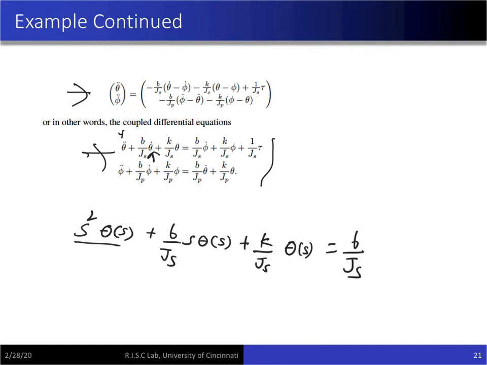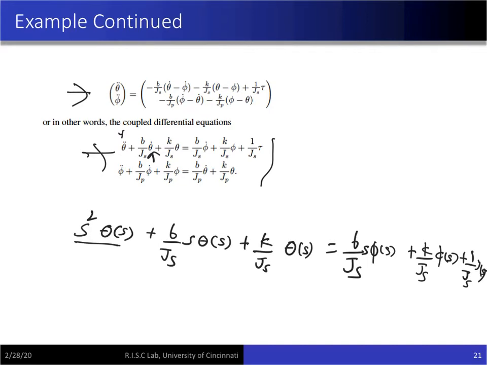See why this problem is a little more complicated than a single input single output case: because your terms are correlated. Your phi is appearing in both equations and theta is also appearing in both equations. So to separate them out, either you have to take a matrix inverse or solve them individually. So that's why this is a little more complicated than a single input single output case. So we have s phi(s), then k by Js phi(s) plus 1 by Js tau(s).